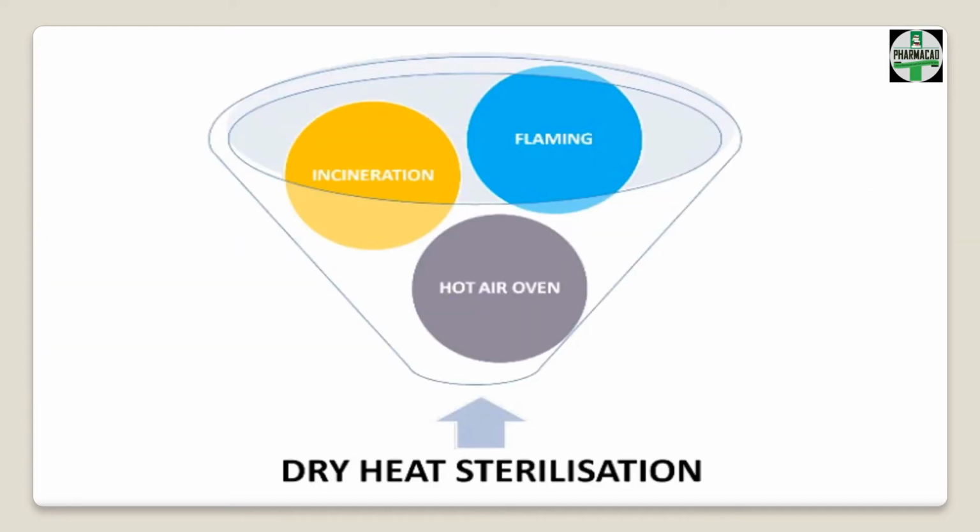Dry heat sterilization mainly consists of the following techniques: incineration, flaming, red hot, and hot air oven. Out of these, the hot air oven is the most commonly and widely used.